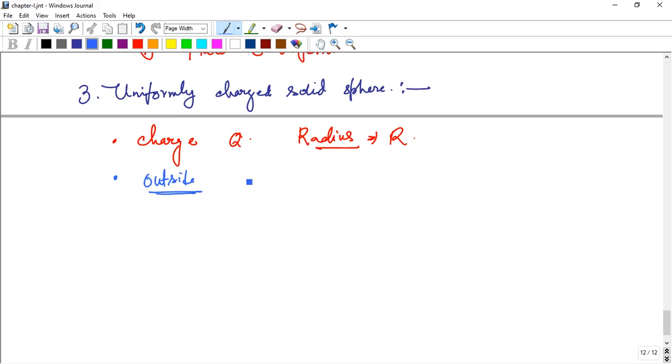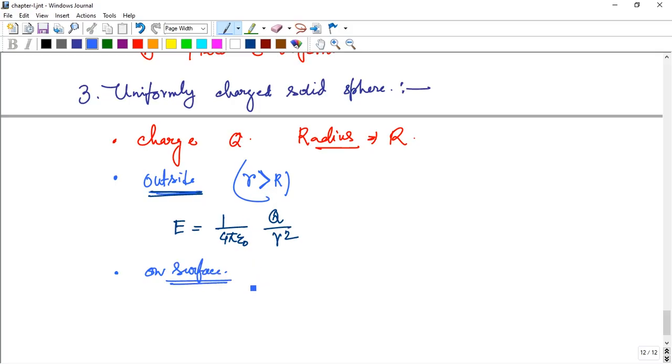Now we choose a Gaussian surface of radius small r, where r is greater than capital R. The electric field is E equal to 1 over 4 pi epsilon naught, q by small r square. That's the electric field outside. Now, on the surface, first discuss on the surface. On surface means small r equal to capital R.